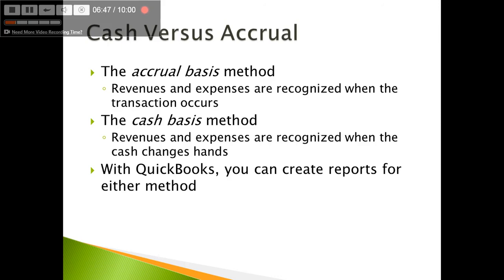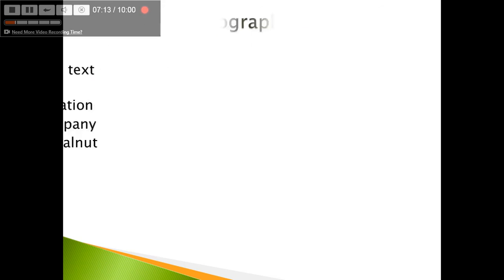So the advertising might have already happened, but we just paid that bill. Then we would record it when we paid the bill. Or we did the work 3 months ago, and now we're getting paid. We would record it now, since it's when we got the money. With QuickBooks, you can create reports for either method. So you can look at it either way, because you can look at it in different options.